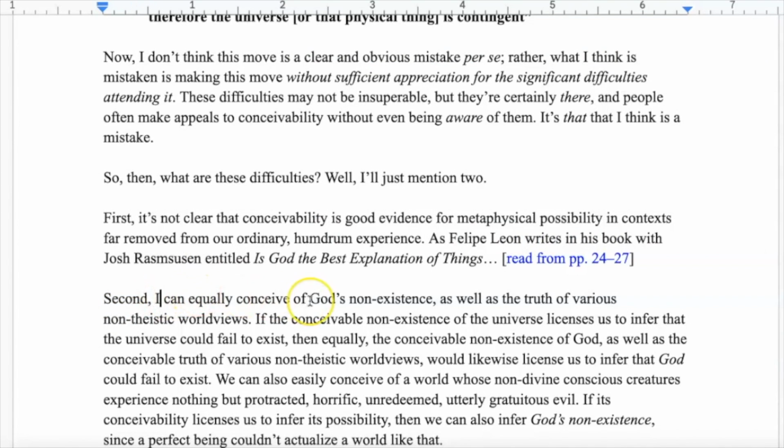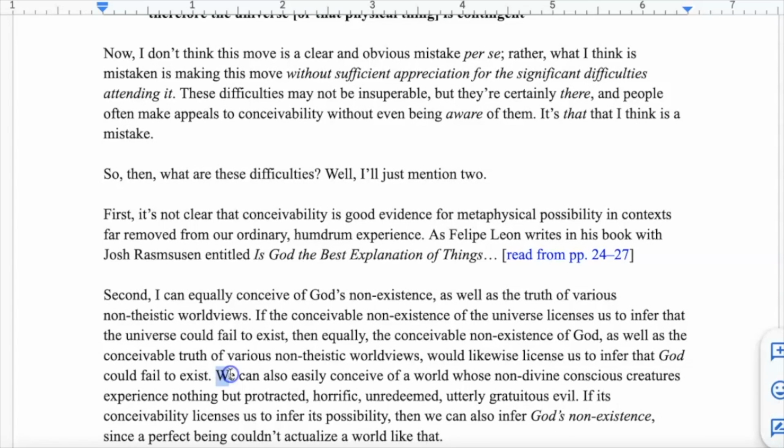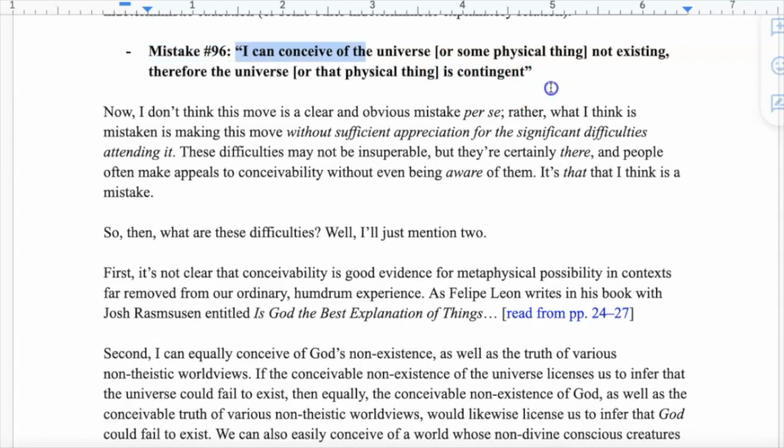And so the second difficulty that I want to mention is that I can equally conceive of God's non-existence, as well as the truth of various non-theistic worldviews. If the conceivable non-existence of the universe licenses us to infer that the universe could fail to exist, well then equally, the conceivable non-existence of God, as well as the conceivable truth of various non-theistic worldviews, would likewise license us to infer that God could fail to exist, or that those various non-theistic worldviews could be true. And so we'd have equal grounds for thinking that God is contingent, and of course the person who is saying this is very likely not going to want to accept that conclusion.